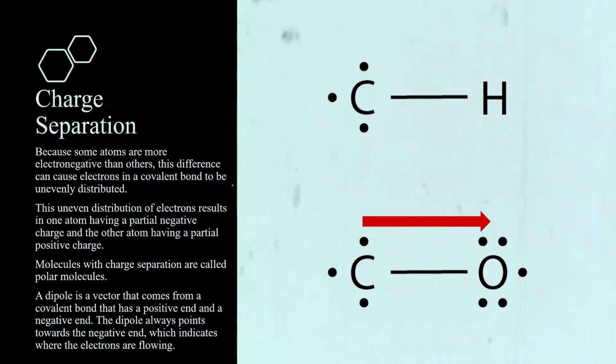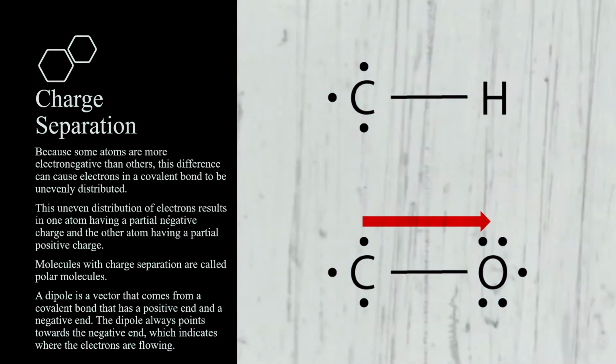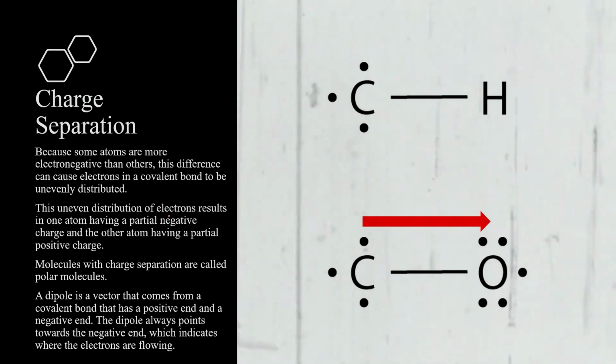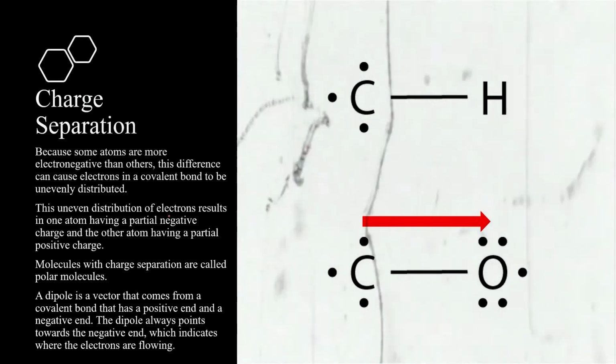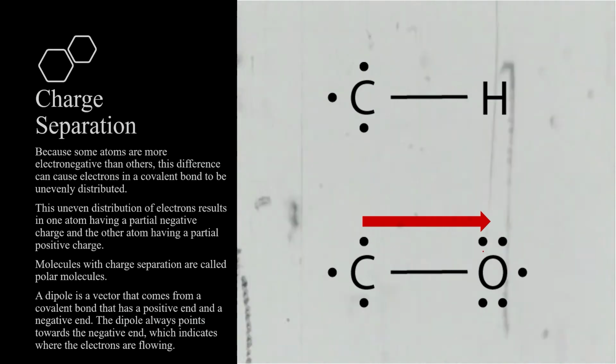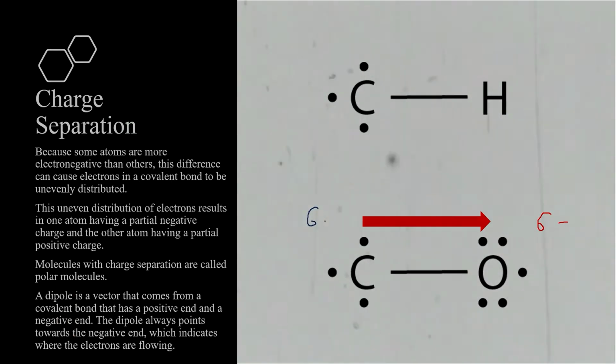Now, this arrow is called a dipole. A dipole is a vector that comes from a covalent bond that has a positive end and a negative end. The dipole always points towards the negative end, which indicates where the electrons are flowing. So in this instance, the electrons are flowing from the carbon to the oxygen, which has more electrons and has a partial negative charge. Meanwhile, the carbon is losing electrons, so it's going to have a partial positive charge.